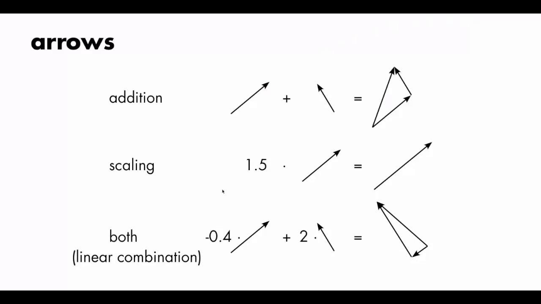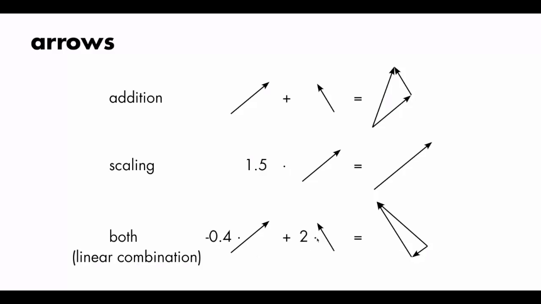And there's another thing we can do, which is scaling, and that's essentially just changing the length. So 1.5 times this arrow will be this arrow, 1.5 times as long as the original one. We call that either scaling or multiplication. And we can do both at the same time. So we can take this arrow multiplied by minus 0.4, for instance, which scales it down and flips the direction. So multiplying by negative values flips the direction.